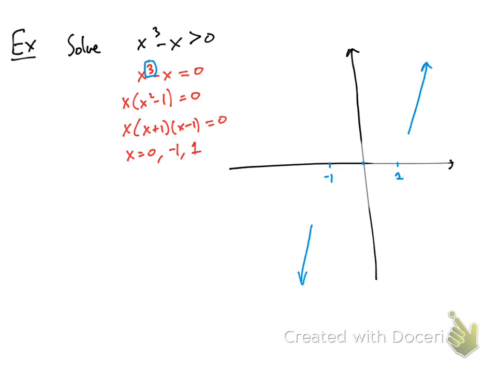So the graph of x cubed minus x will look something like this. I want to know when this is positive because it's greater than 0. This function is positive, it looks like, in this interval and then over here. So the solution intervals are from negative 1 to 0, and I'm not going to include those endpoints because my original inequality is greater than 0. So negative 1 to 0, union from 1 to infinity. And that's it.